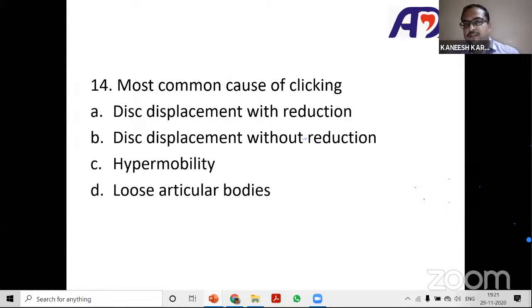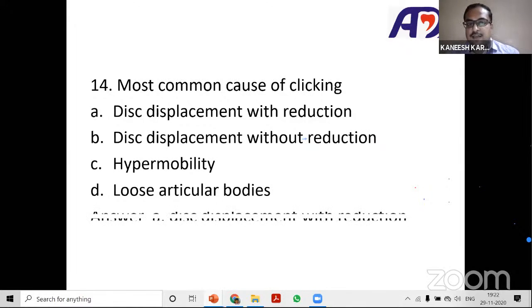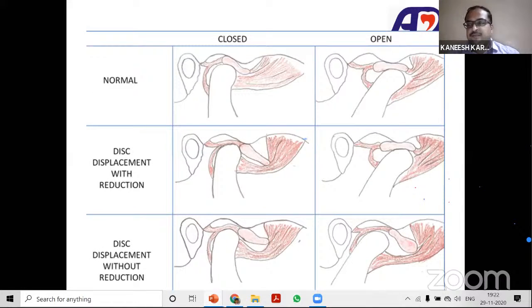Most common cause of clicking of the TM joint. Sorry, that part is missing. It is the most common cause of clicking of the temporomandibular joint. Okay, I can see multiple responses. Okay, the answer is disc displacement with reduction. We will see what is with reduction and without reduction.